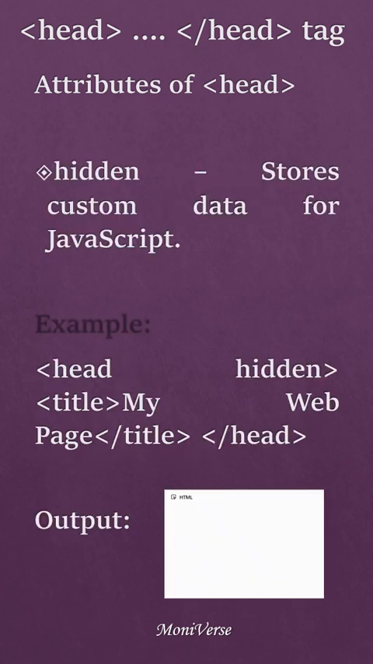So the next attribute in the head tag is hidden. It is also used for storing custom data for JavaScript. Usually when we use hidden inside the head tag, the output page will not show anything enclosed inside the container tag. So here you can see the output of an HTML page with the content inside the title as my web page. As hidden has been specified in the head tag, you cannot see the title, that is my web page, which is written inside the HTML web page.